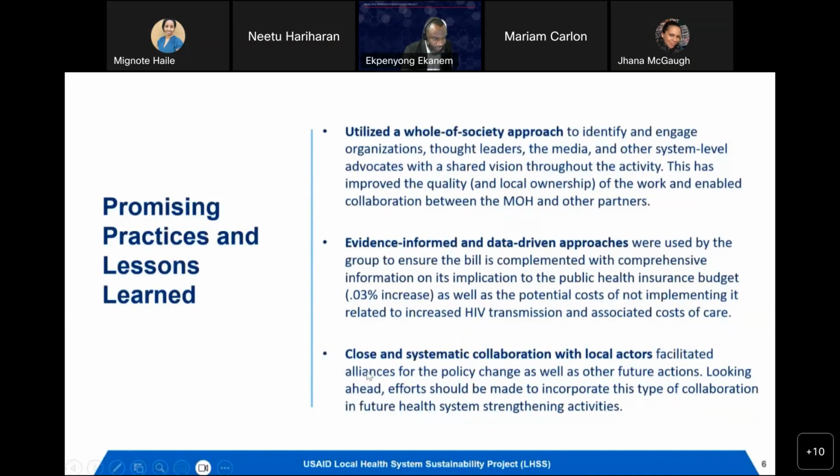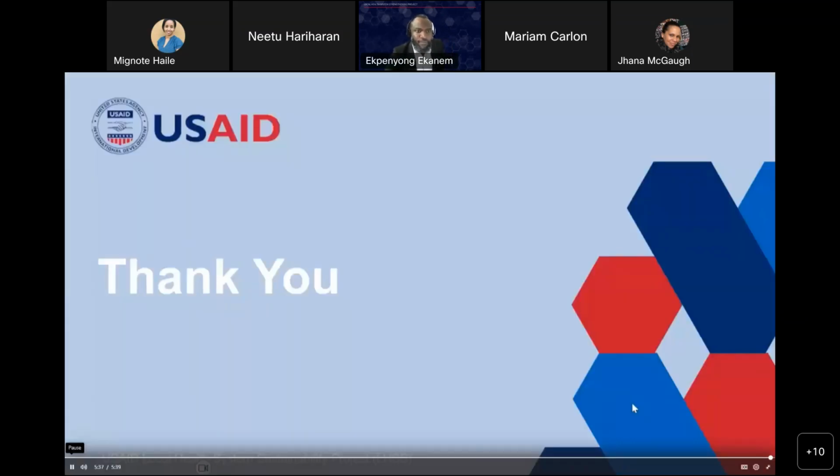And we have collaborated closely and systematically with local actors, and this facilitates alliances for policy change in this case and other future actions. Looking ahead, this strategy should be incorporated in this type of collaboration in future health system strengthening activities. So that's what I wanted to say. Thank you.